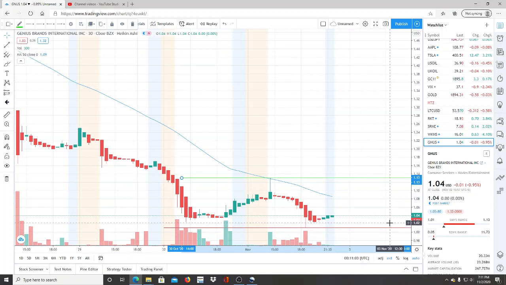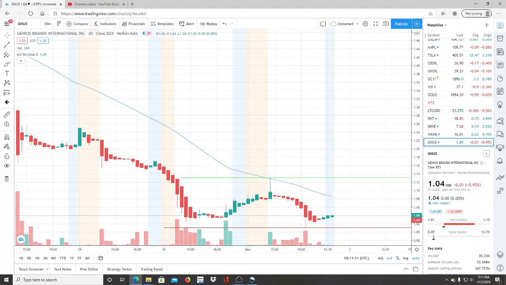Again, the bulls want to break through 113, but most importantly, they need to break through 109 to get back into bullish territory.